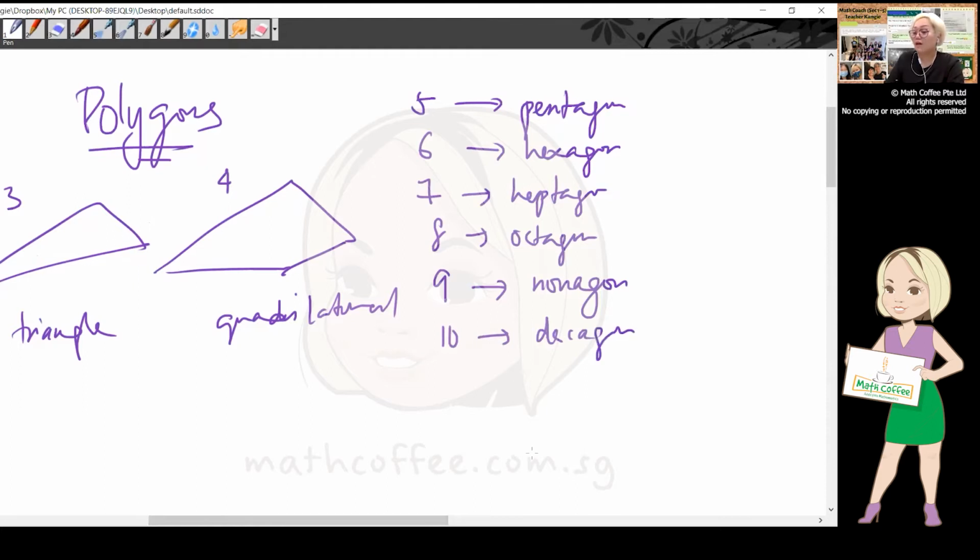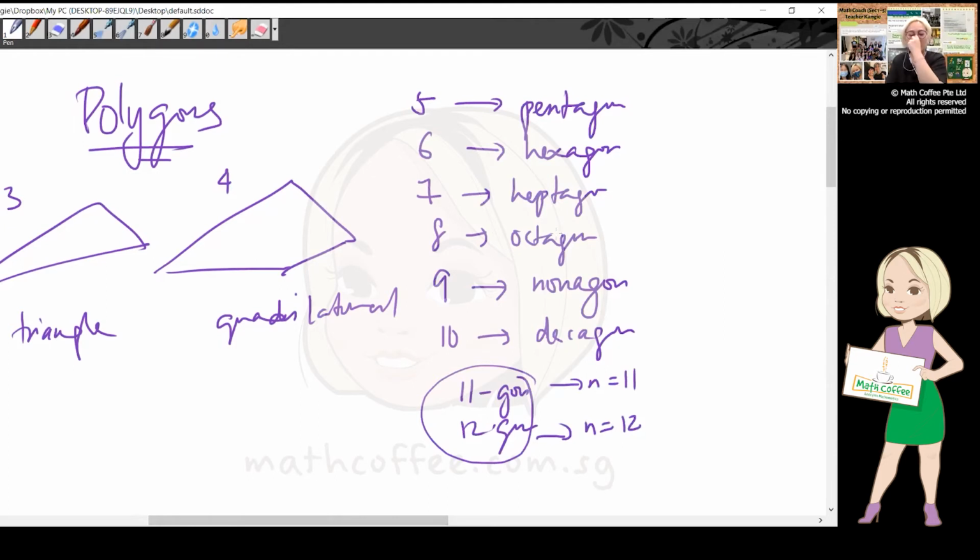Of course, there are actually a lot of names, but in the secondary school syllabus, you're expected to know all these names up to 10. Then sometimes you might see things like 11-gon, 12-gon. This is very straightforward: 11-gon means n is 11, and 12-gon means n equals 12. So this is polygon.